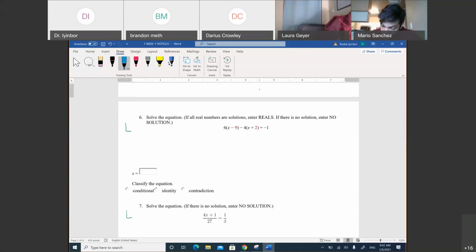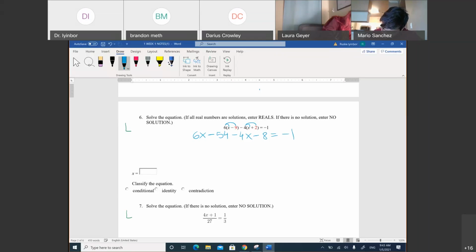So it's a linear equation, so I'm going to multiply 6 times x, 6 times negative 9, and then negative 4 times x, negative 4 times 2. So starting with 6 times x, gives me 6x. 6 times negative 9 is negative 54. Then I'm multiplying this negative to the 4, so it's negative 4x. And then negative 4 times positive 2 is negative 8 equals negative 1.